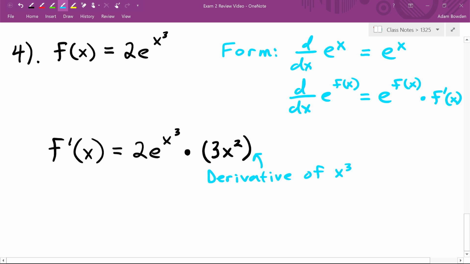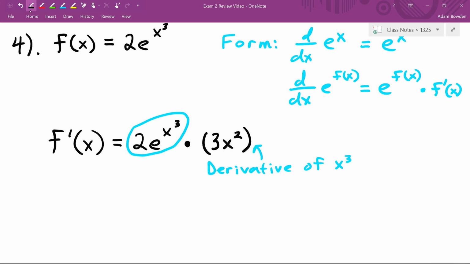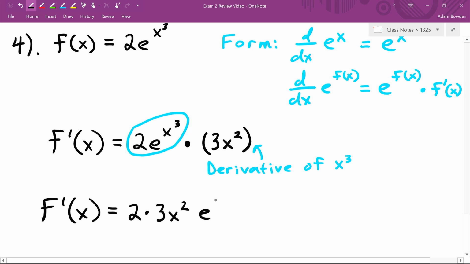So that's how we're getting the 3x squared there. We still keep the original 2e to the x cubed, but then we also have to multiply by the derivative of x cubed from up above. Let's go ahead and rewrite that slightly differently. Let's write that as 2 times 3x squared e to the x cubed. Just rearranging things a little bit. So that would be the same thing as 6x squared e to the x to the third.